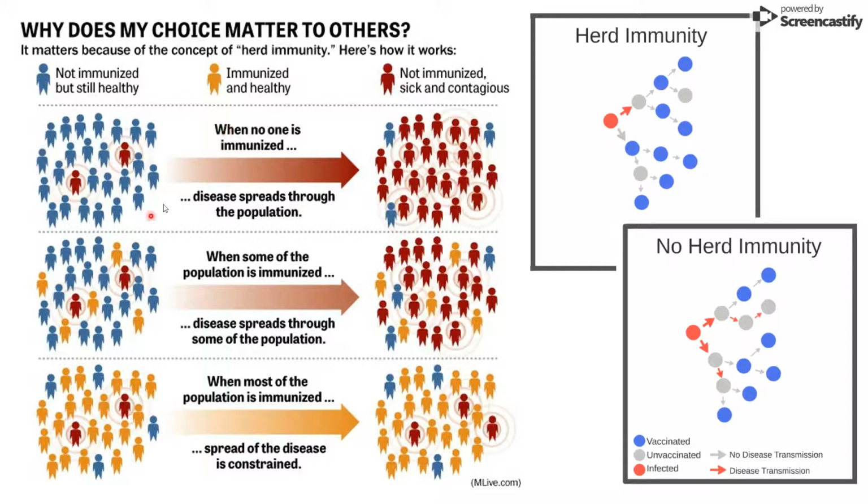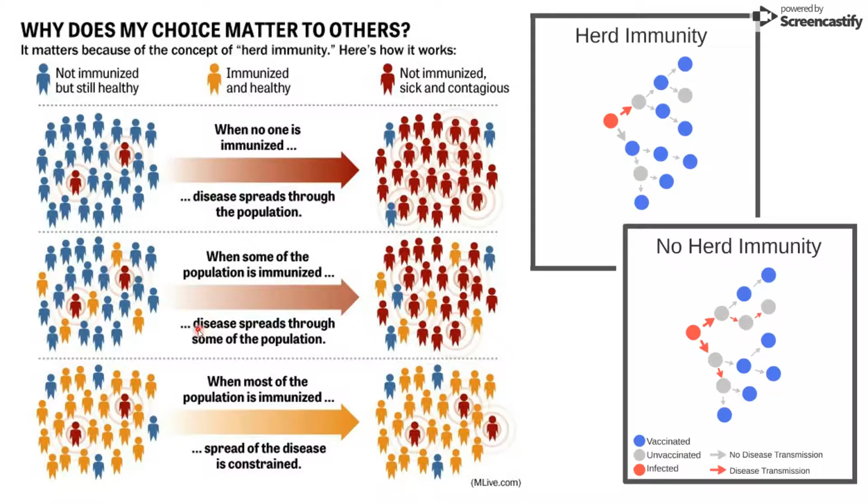You'll notice that when no one is immunized, the disease can spread pretty quickly. Before we only had 2 infected individuals, now we have almost the entire population. Part of the reason for this, which we can see down here, is that when an infected individual comes in contact with a non-vaccinated individual, they're able to pass that disease on. And then that person will pass that disease to any other non-vaccinated individual that they come in contact with.